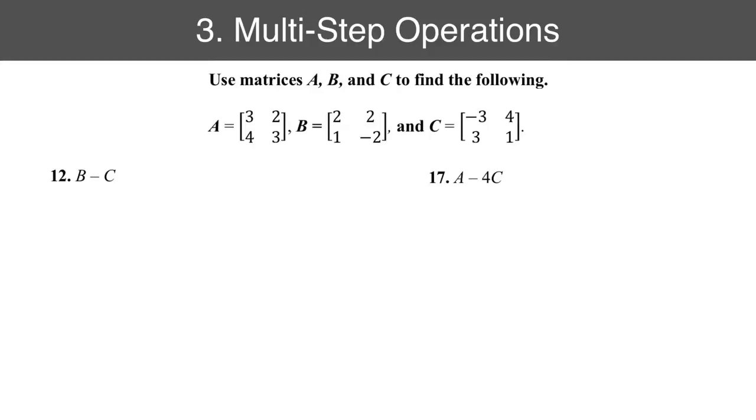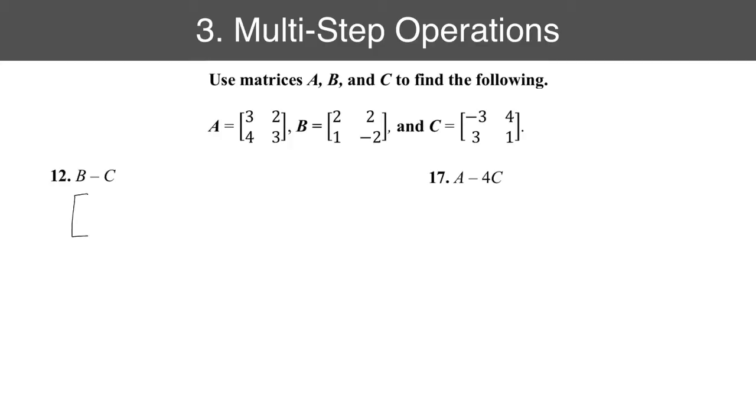So what you see right here is they give us three matrices, an A, a B, and a C matrix, and they want us to do different operations with these three. On number 12, we start off with B minus C. So they want us to take the B matrix, this one right here, and subtract the C matrix from it. Let me write that out first so we can take a look at it.